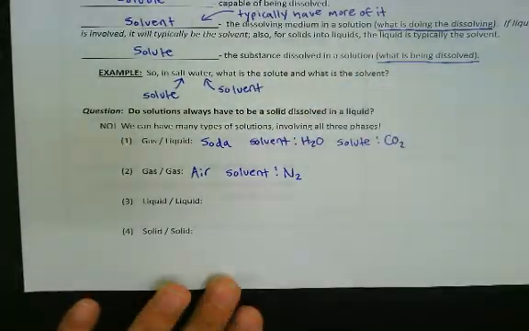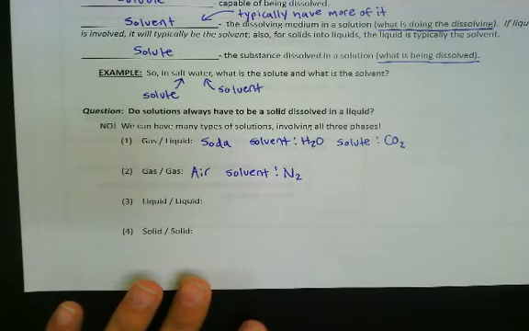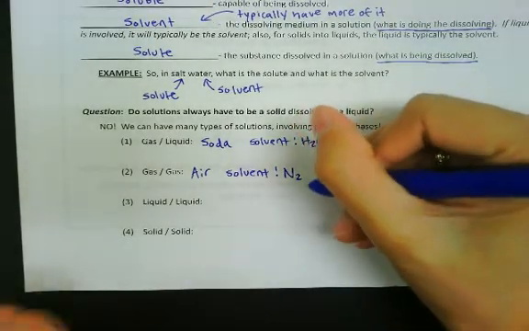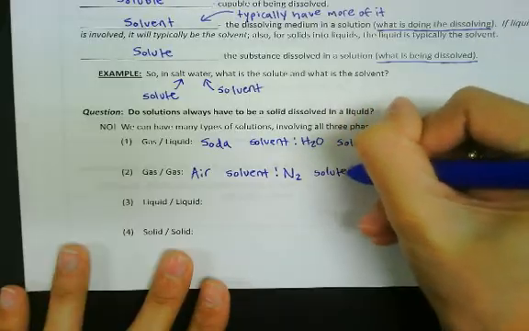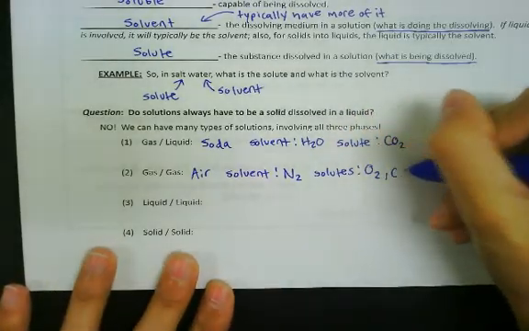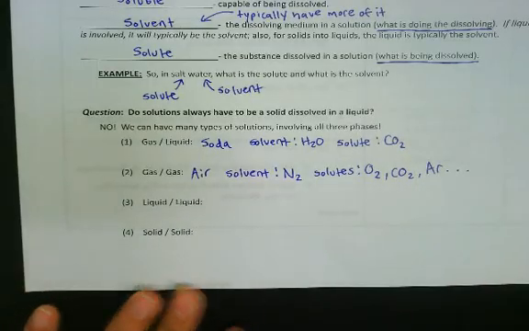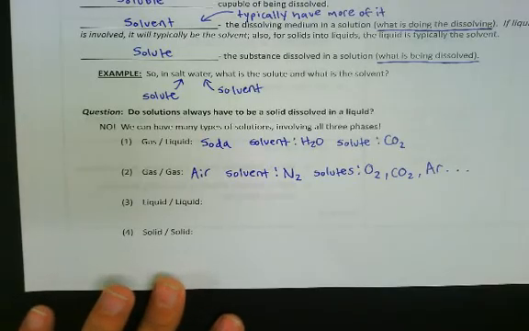It is nitrogen, which is a diatomic, so I'm going to write N2. So the most abundant gas in our atmosphere is actually nitrogen. And there are a bunch of other gases present as well, so we could consider those guys the solute. O2, CO2, there's argon, there's other gases as well, but I'm not going to list them all out.